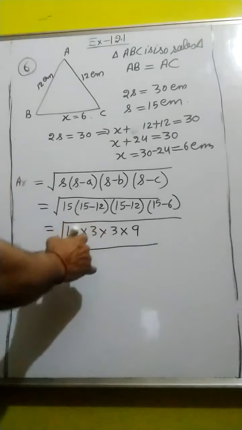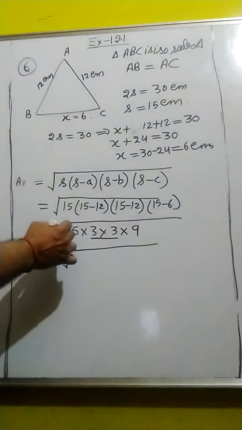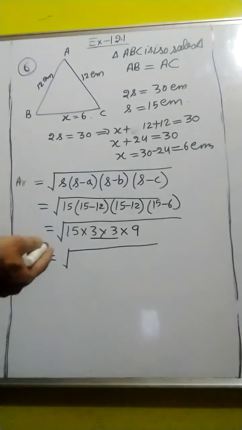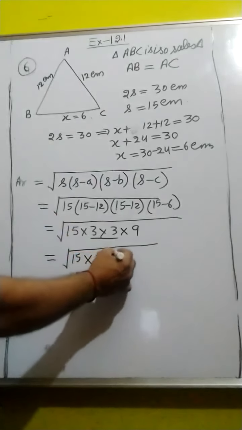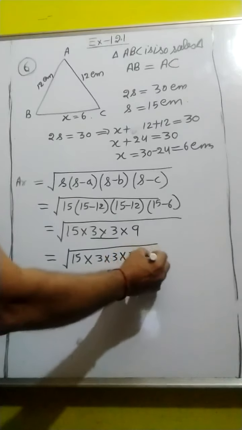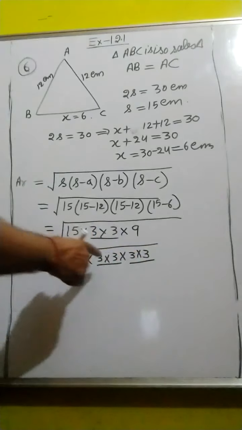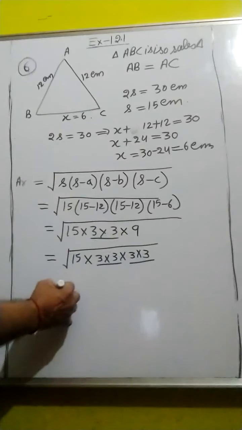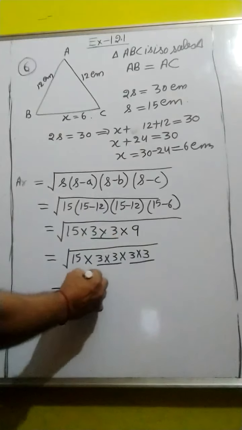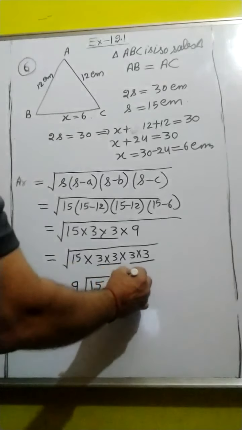Now 15 can also be written as 5 into 3, but no need to factorize 15. We have 15 into 3 into 3 into 3 into 3. So one pair 3 into 3 and another pair 3 into 3. So square root of 9 is 3 and this is square root of 9, 3. So 3 into 3 is 9, 9 under root 15. So this area will be 9 under root 15 centimeter square.